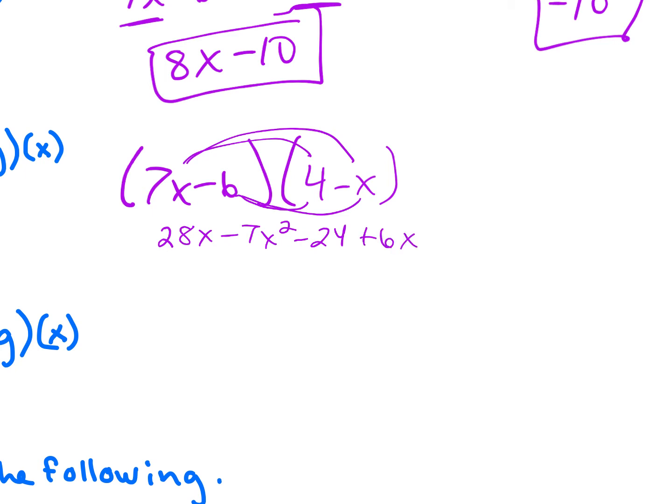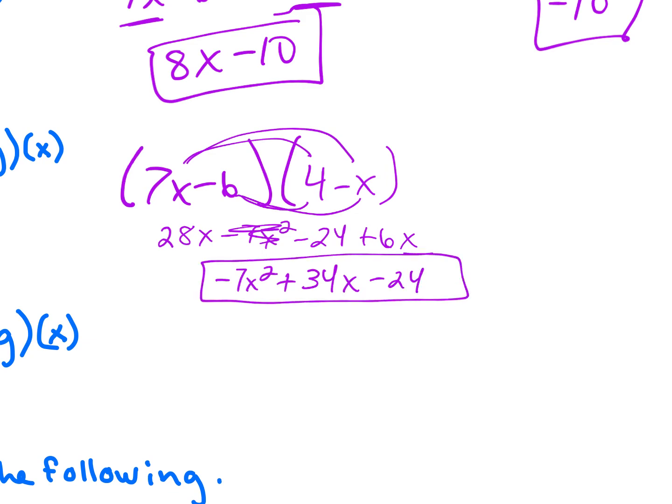Do we leave our answer all jumbled up like that? No. Write it in standard form. So negative 7x squared plus, what's 28 and 6? 34x minus 24. And there is your answer.